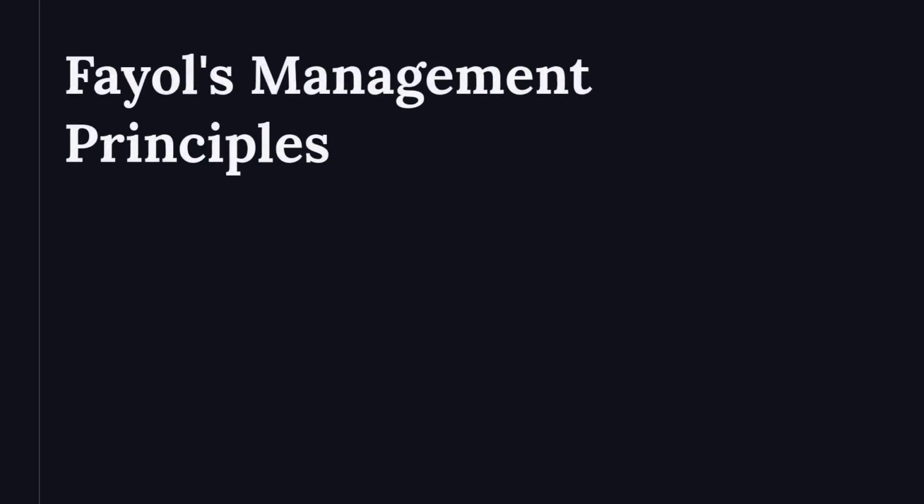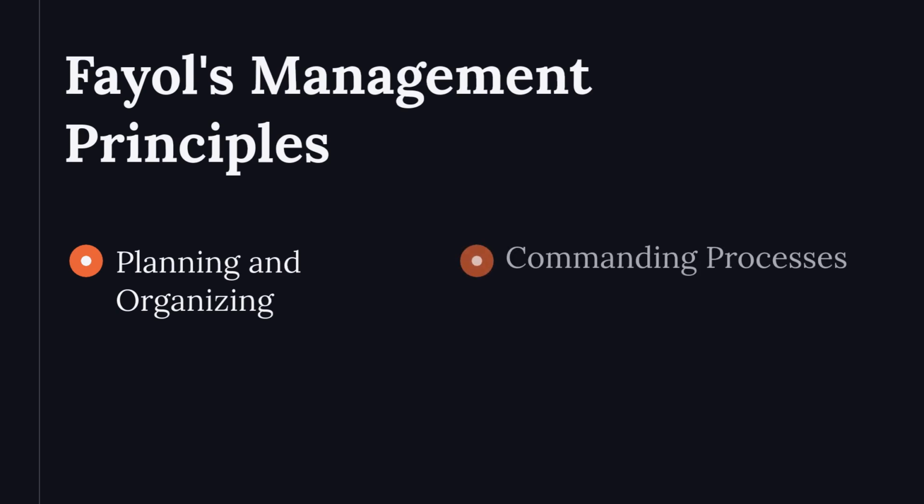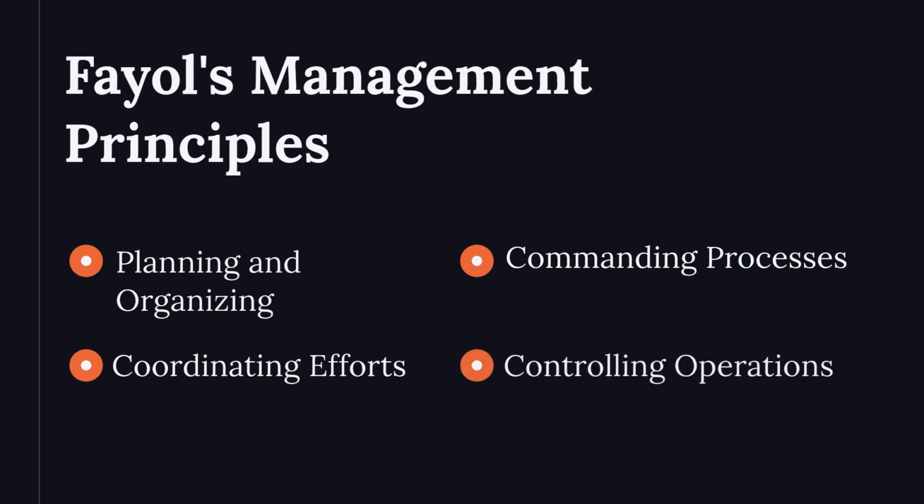Fayol's principles laid modern management foundations: planning, organizing, commanding, coordinating, and controlling. However, it assumes predictability and uniform behavior. People interpret instructions differently. Informal networks matter as much as formal structures.